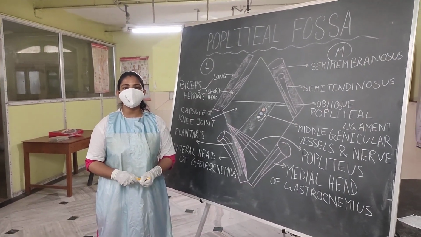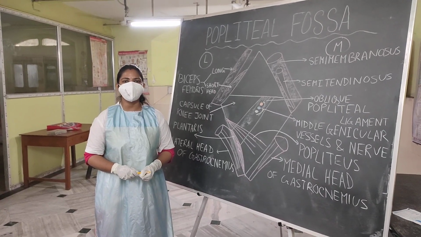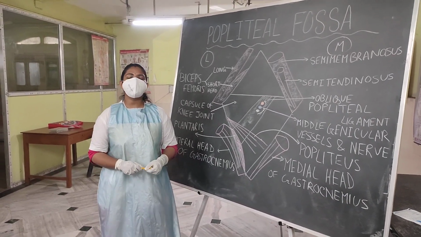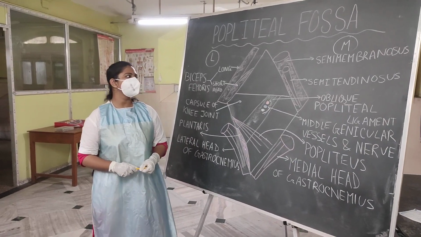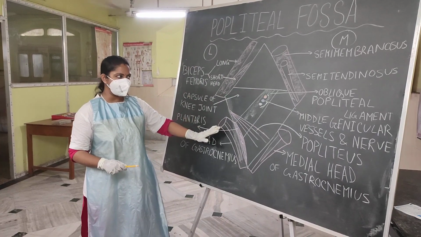Today I will demonstrate the popliteal fossa. It is a diamond shaped depression at the back of the knee. Coming to the boundaries of the popliteal fossa, this diamond shaped area, this is a schematic diagram.